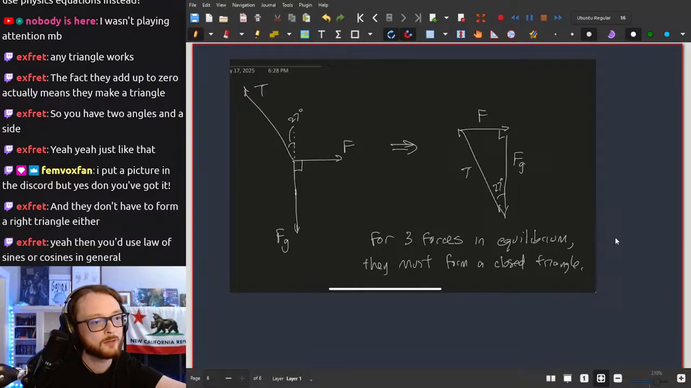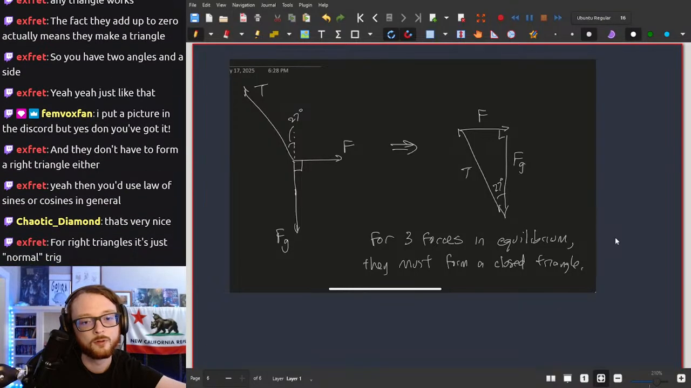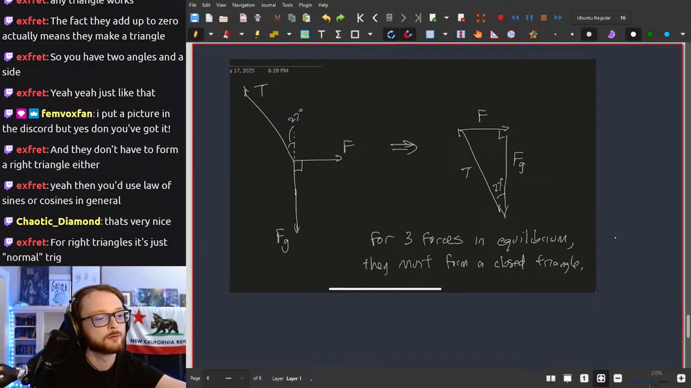So yeah, chaotic diamond. I hope that makes sense. I guess you can use this anytime you have three forces in equilibrium. And don't make my mistake of assuming it's always a right triangle. We only had a right triangle here because there's a right angle there. Yeah. Triangles are just normal trig.